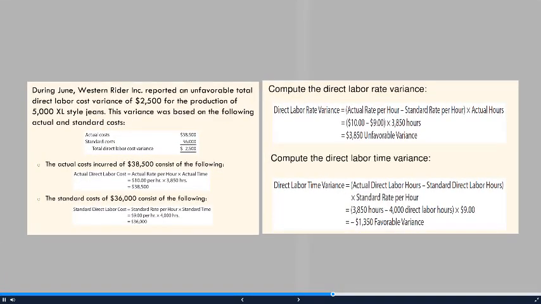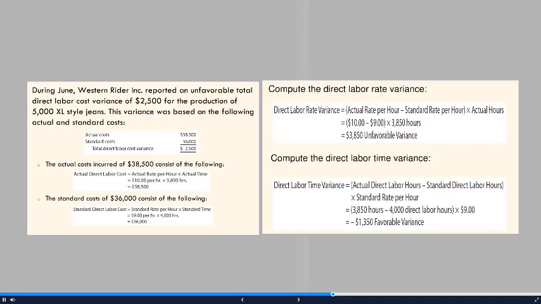Here's an example of our labor cost variances. Our actual cost minus our standard cost gives us that total labor cost variance, which is $2,500. What we want to do again is break that apart even further so we can see where this variance is coming from. We'll do that by using our equations for labor rate variance and labor time variance.